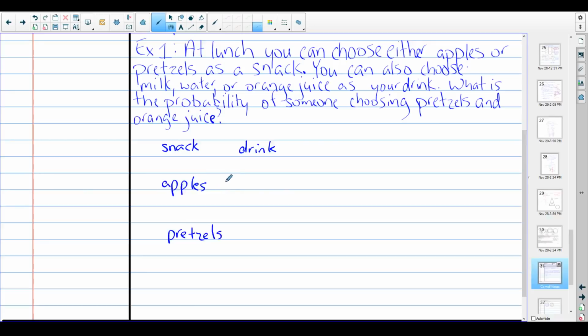Okay, so if we picked apples as our snack, what could we pick as our drink? Well, we could pick milk, or we could pick water, or we could pick orange juice.